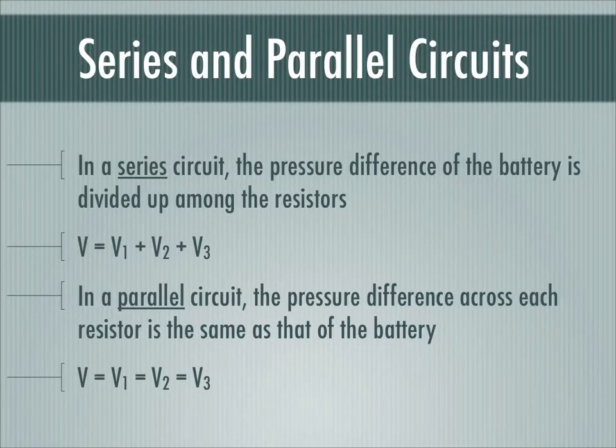So this leads to our conclusion here that in a parallel circuit, pressure difference across each resistor is the same as that of the battery, and on your reference tables it looks like this. Pressure difference across the battery equals pressure difference across resistor 1, same as pressure difference across resistor 2, and no matter how many resistors or light bulbs I have, everybody gets the same pressure difference.